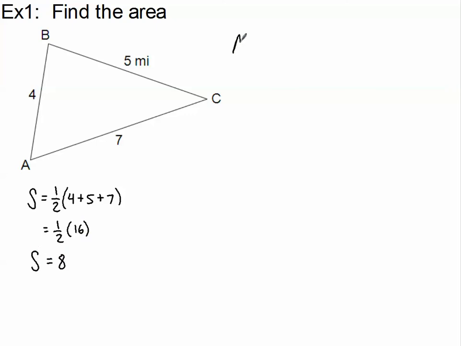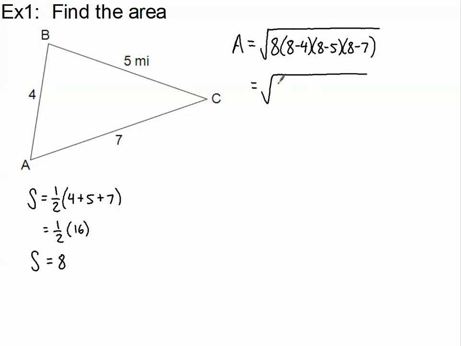Great. So we can go right into our formula. The area is going to be the square root of 8 times 8 minus, it doesn't really matter the order of the sides, so I'll just go in order of smallest to greatest. 8 minus 4, 8 minus 5, 8 minus 7. That's the area formula, Hero's formula. Let's see if we can do this. 8 times 4 times 3 times 1. So this is the square root of, this is 32 times 3 is 96. The square root of 96.